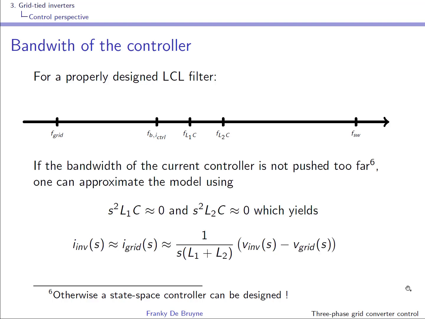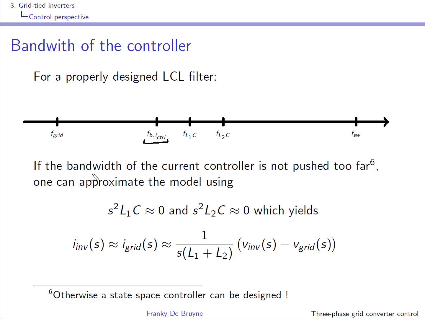Well, we're going to assume that the bandwidth of our current controller is not pushed too far. Of course, we are going to work here with PI controllers, so this is why this bandwidth is not pushed too far. You could work with state space controllers, okay, and that could push your bandwidth over the resonance frequencies of your LC filters. This is explored further on in the course, but we'll assume here that the bandwidth of my control loop is smaller than the first resonance of the LC filter, okay.